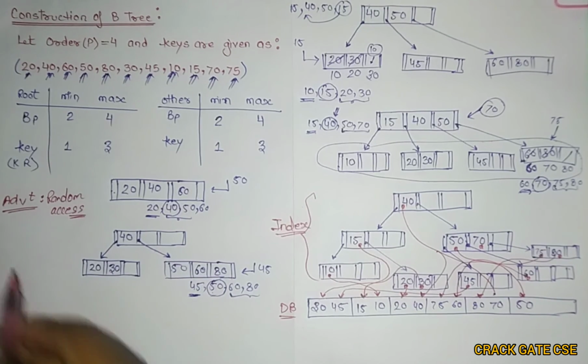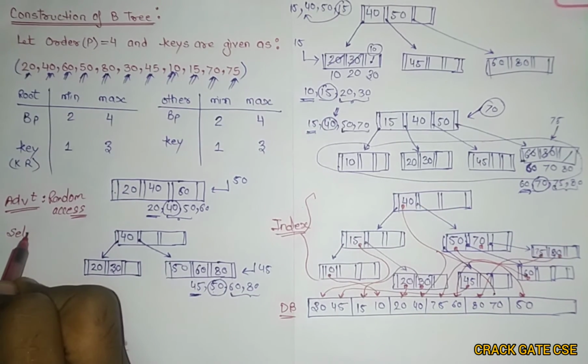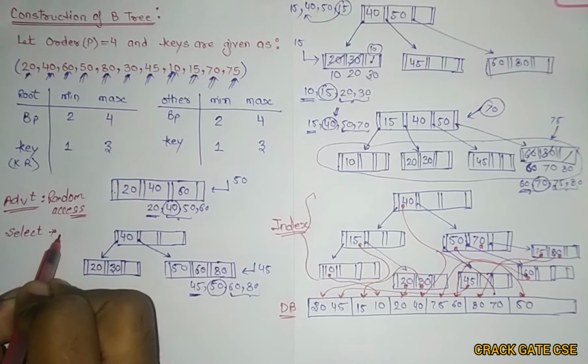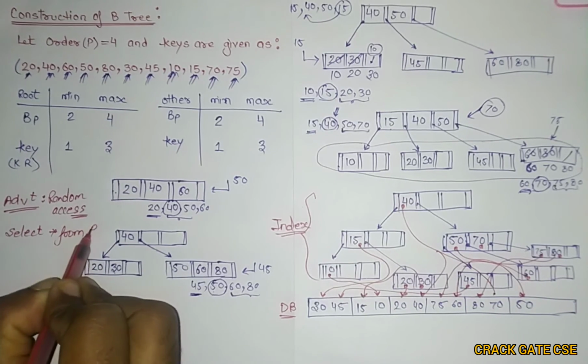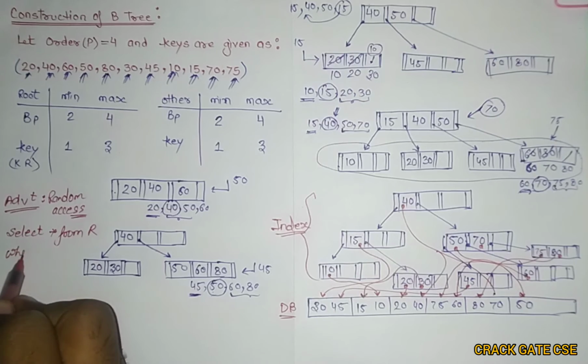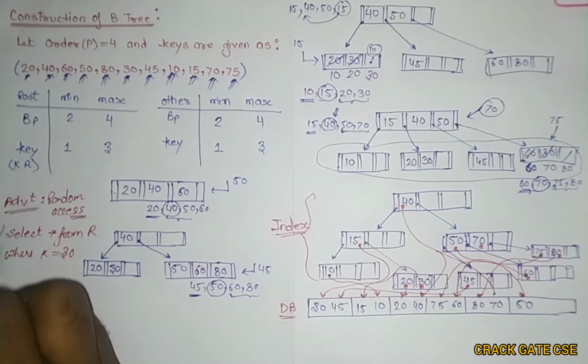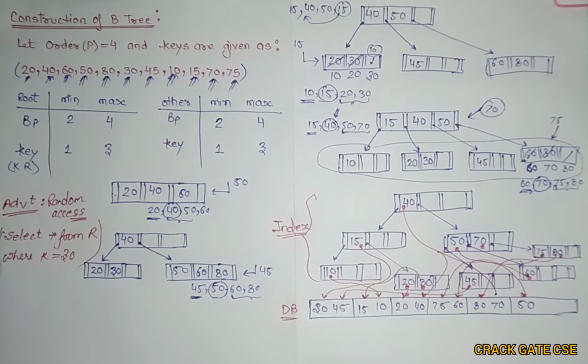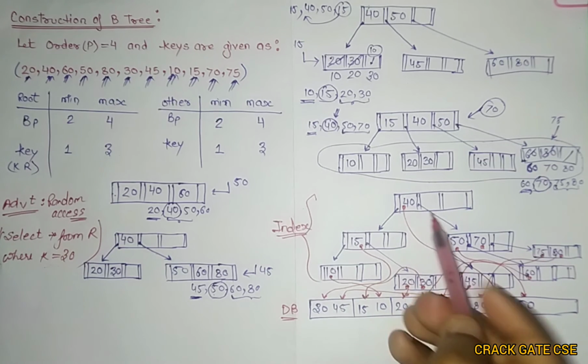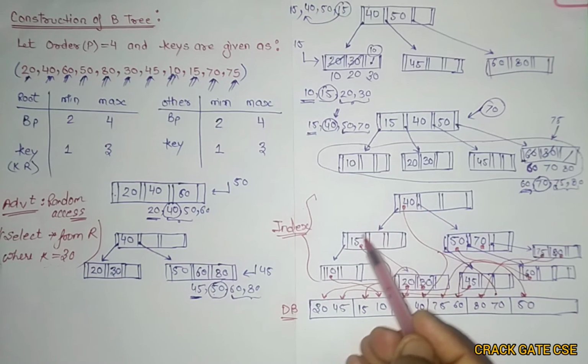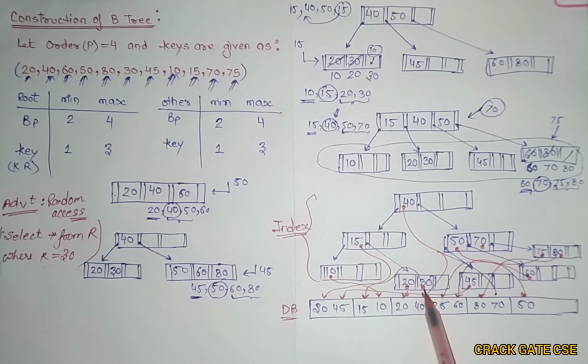Like if you have to find out, let's say we are having a query as select star from relation R where key is equal to 30. Let's say this is our query. We have to find out the record where key is 30. So we can directly go to the 40 and from 40 we can go to this particular node. We got 30 here. From 30 we can directly go to that particular record. So the random access is possible.